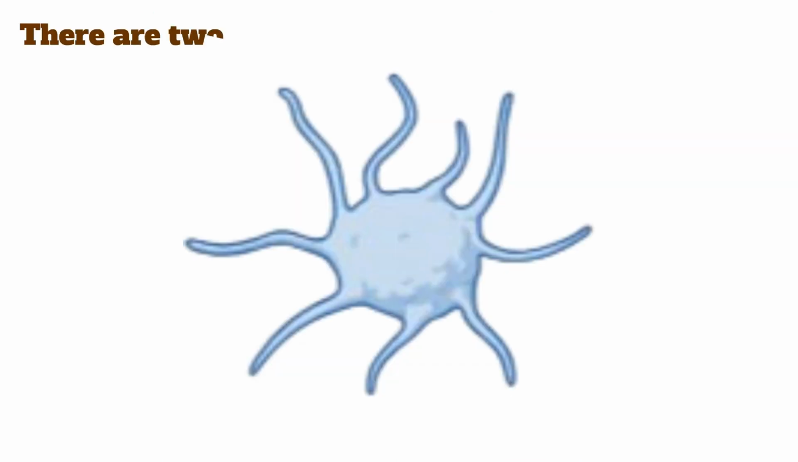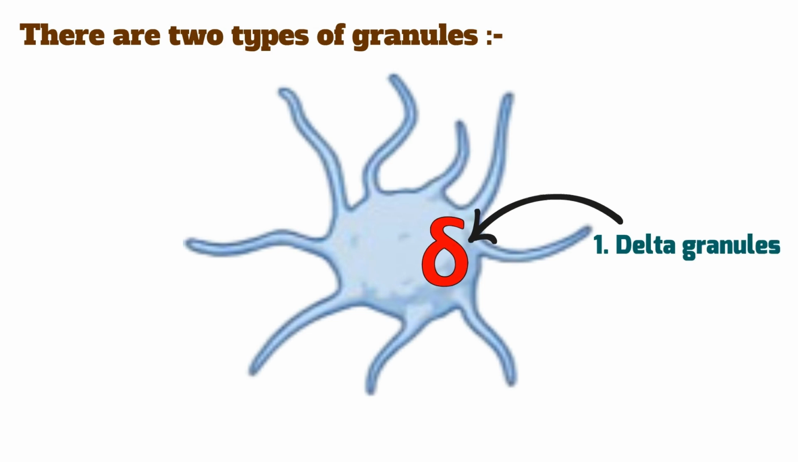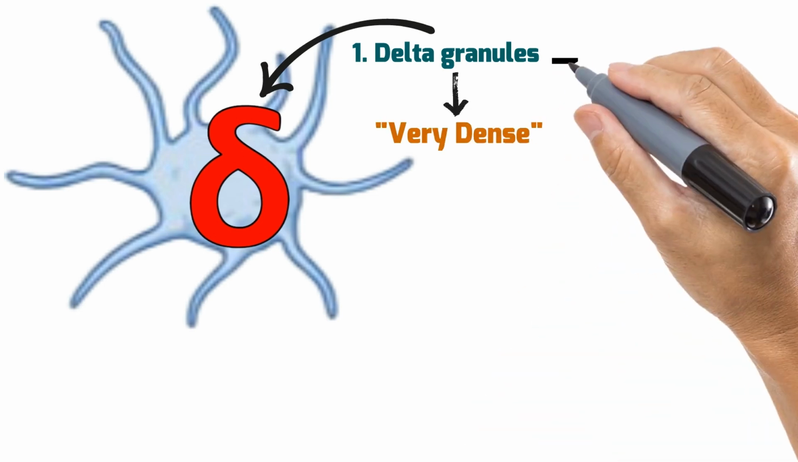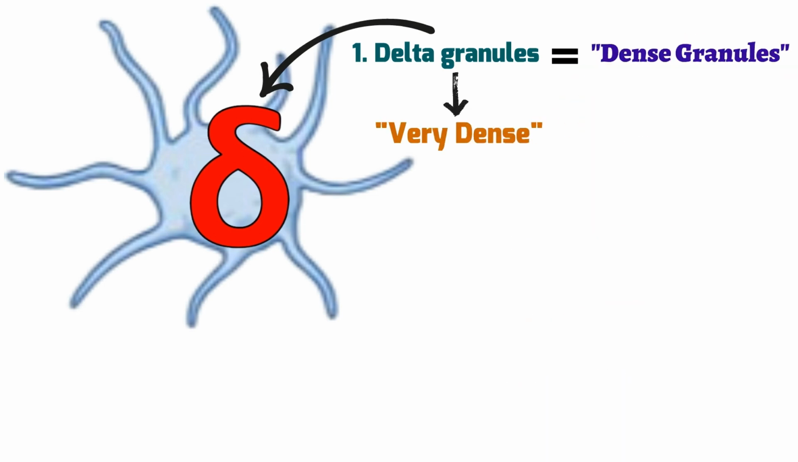There are two types of granules. First is delta granules. Second is alpha granules. Let's talk about delta granules first. These delta granules are very dense, so they are called dense granules. This dense granule releases some substances.